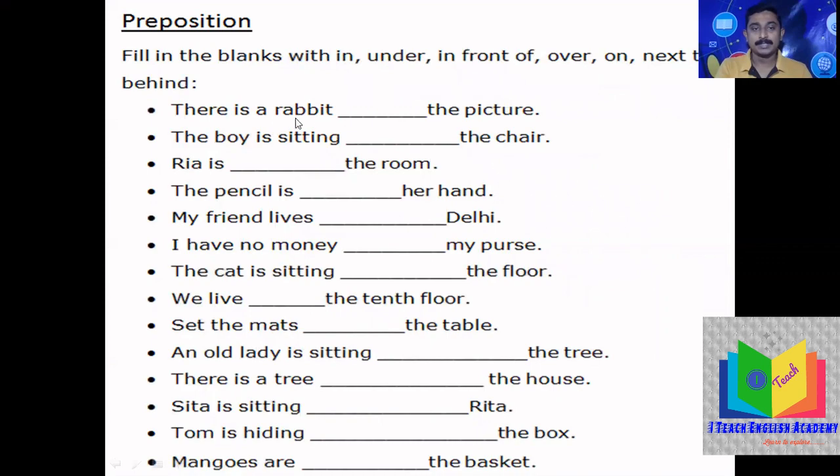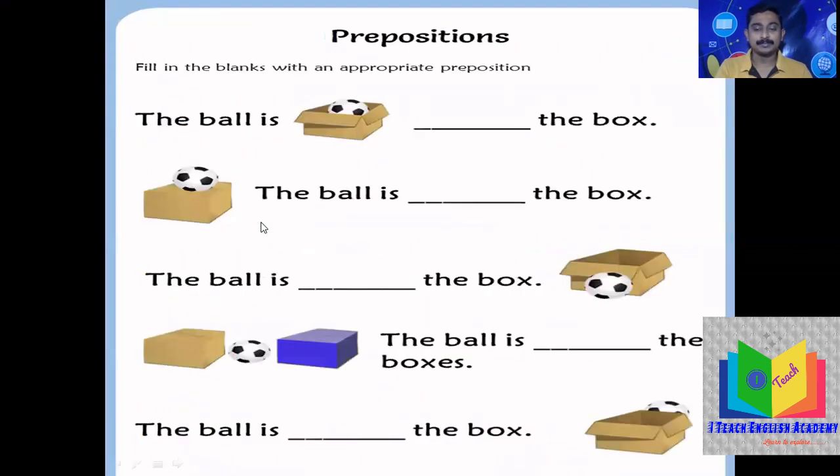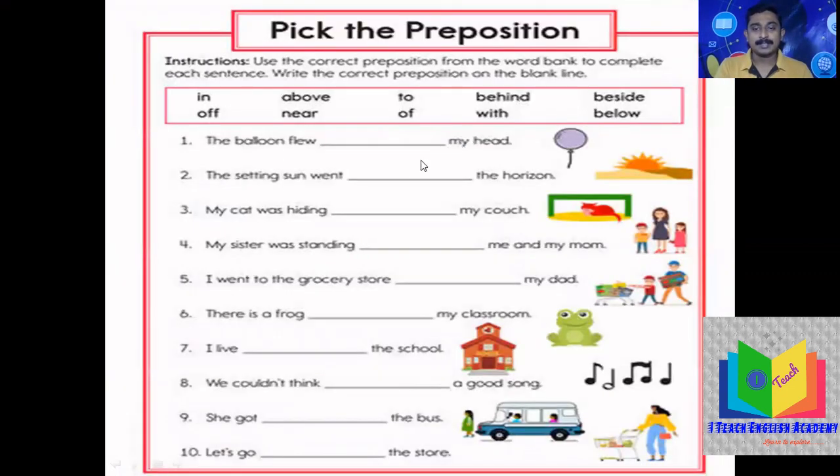Let us solve the first one. There is a rabbit, dash the picture. A few prepositions will be suitable. You can say in front of the picture, or there is a rabbit in the picture, you can say. It all depends on the context. So please solve all these exercises. The second one. Simple examples looking at the pictures. Please use the appropriate preposition. The next example is: a few prepositions are given in the box. Fill in the blanks with the appropriate preposition.